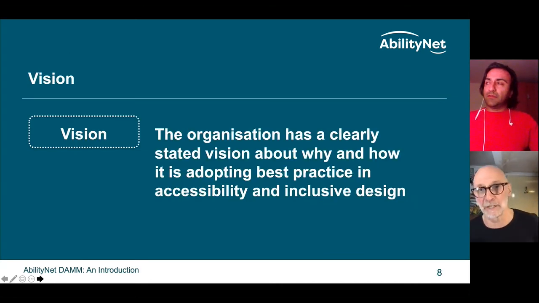So let's take an example of vision. The goal for you in terms of your organization is to have a clearly stated vision about why and how you're adopting best practice in accessibility and inclusive design. So as Addy said, we don't start with an audit. We don't start with any of the detail in terms of technology.